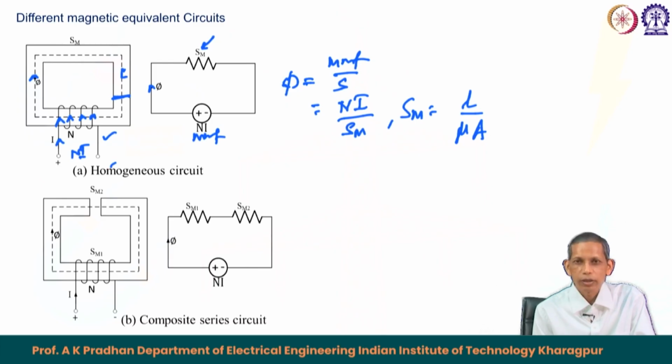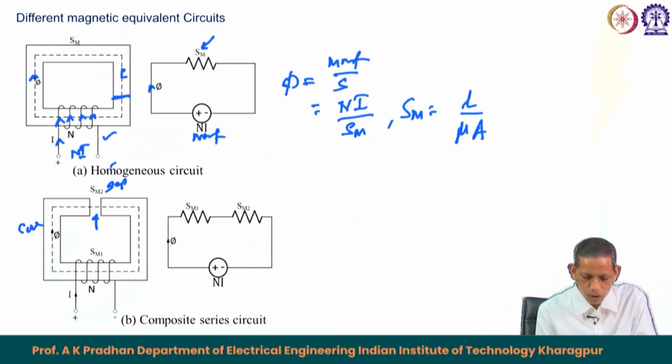Next we go for the combination of an iron core, this is the core part, and the gap part, the air gap part. A cut is there in here. So, this is the gap part. So, this becomes a non-homogeneous case, a composite case.